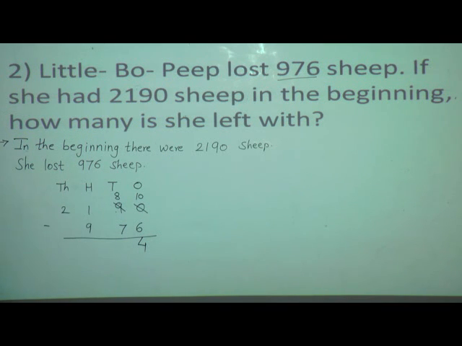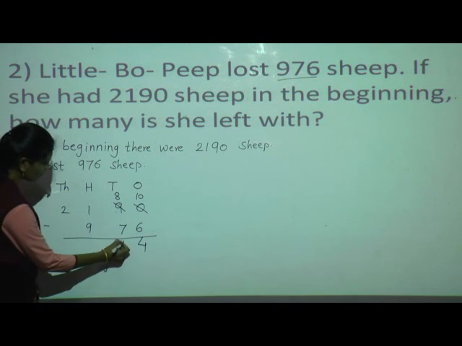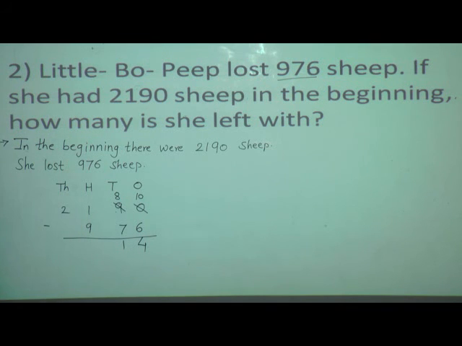See the tens place column now. Here 8 is there, here 7 is there. 8 minus 7, do the subtraction. 8 minus 7 is 1. So write 1 at tens place. Now see the hundreds place column. Here 1 is there and here 9 is there. 1 minus 9, can we do 1 minus 9? No. Why? Because 1 is smaller than 9. So 1 minus 9 we can't do.